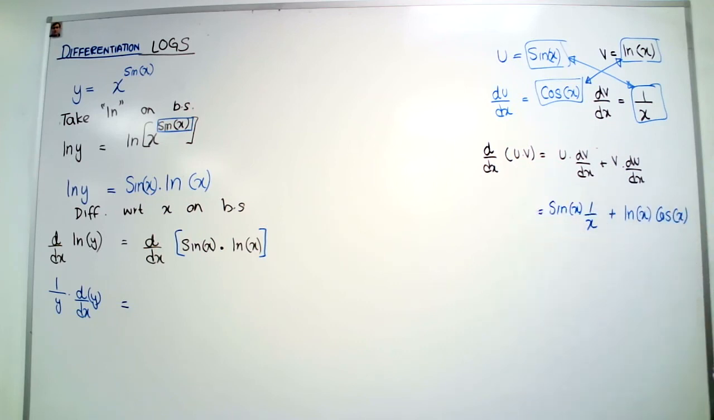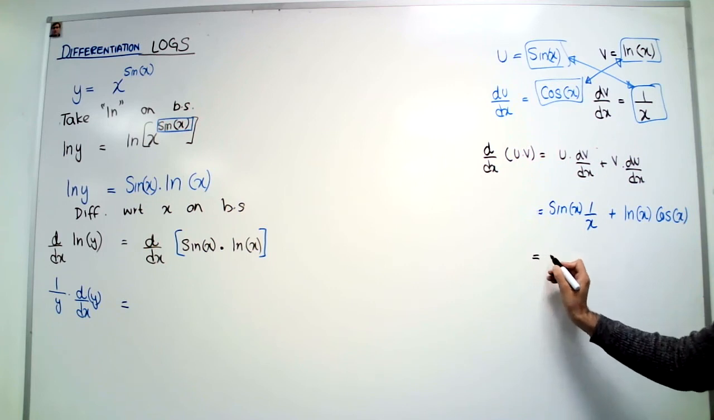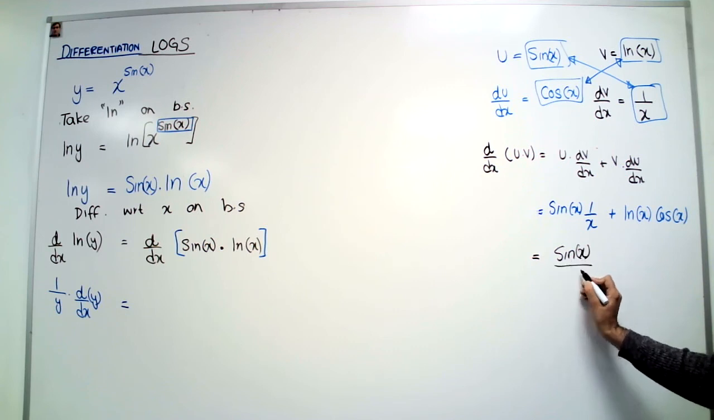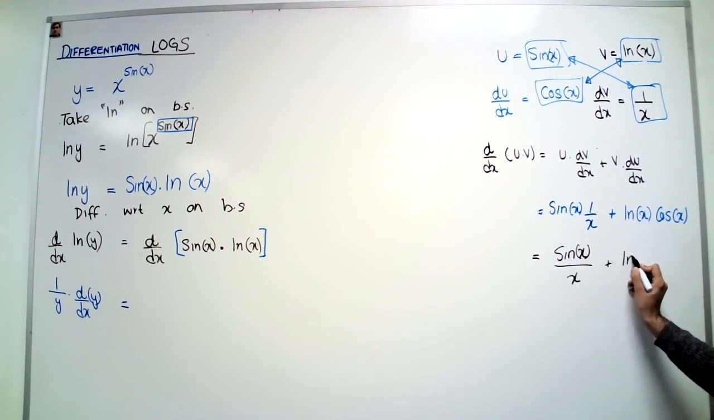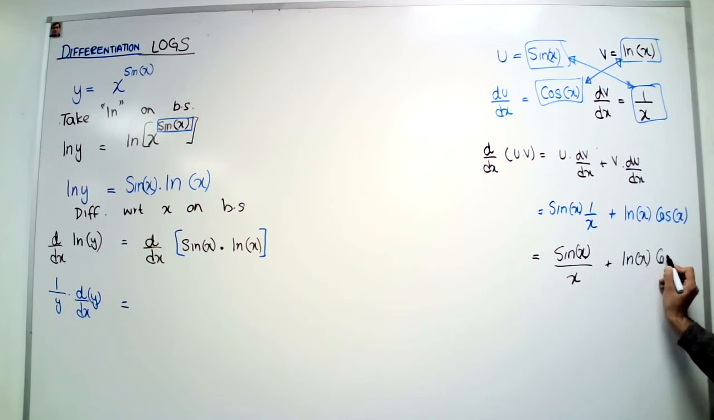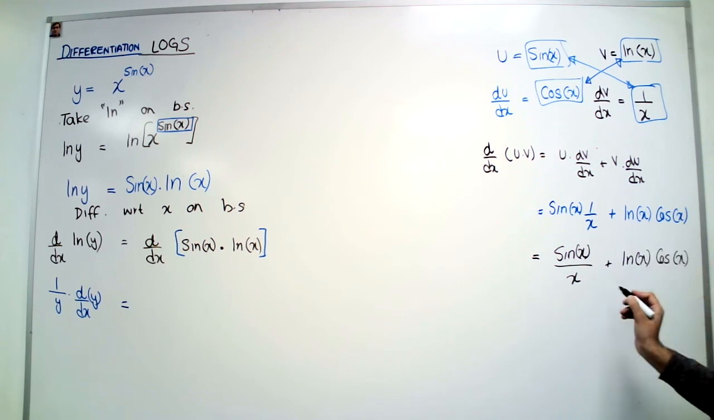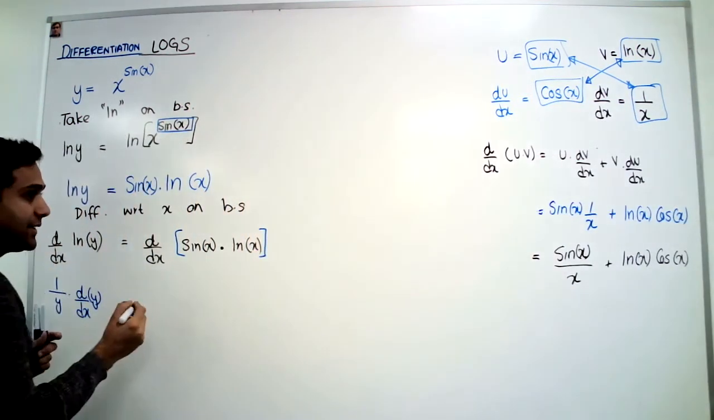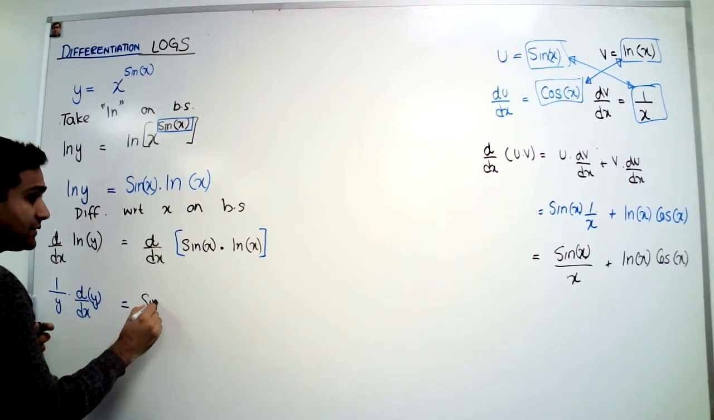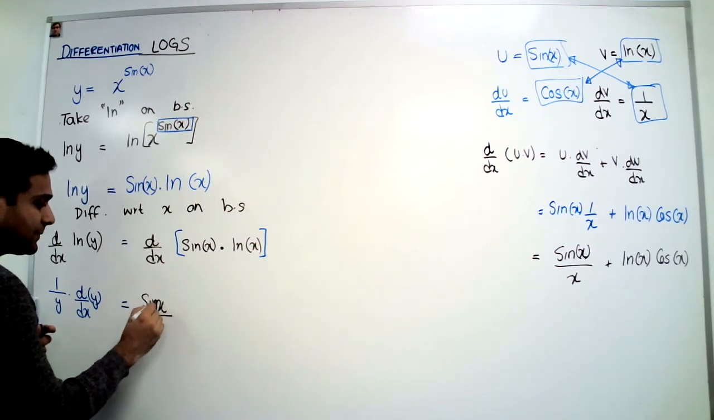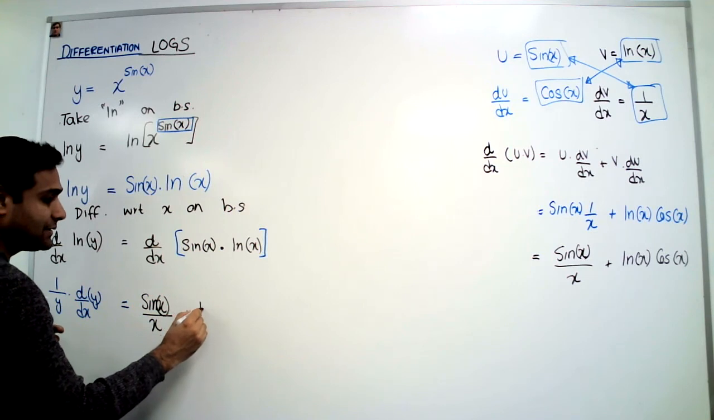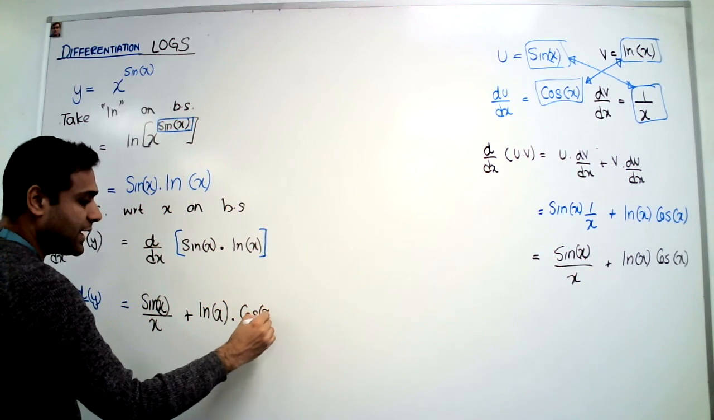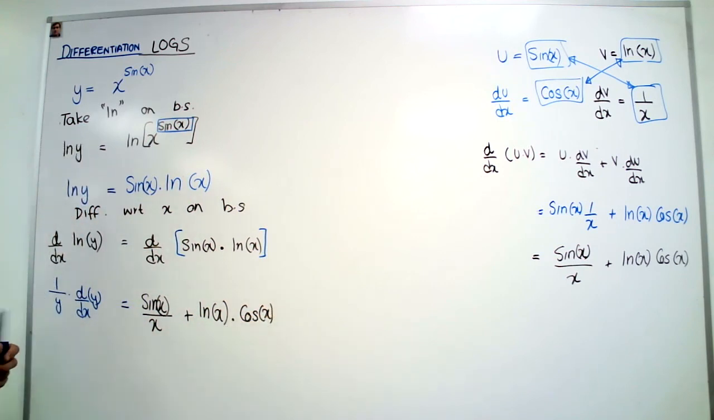Let me simplify here and then I'll write it much easier. So we got sine x over x plus ln x cos x. That's it. So this is your differential of this bit. I'm going to write this one down here: sine x over x plus ln x cos x.